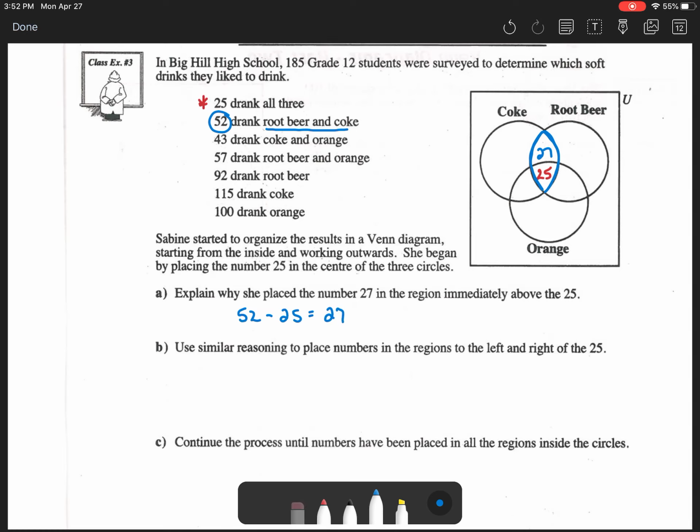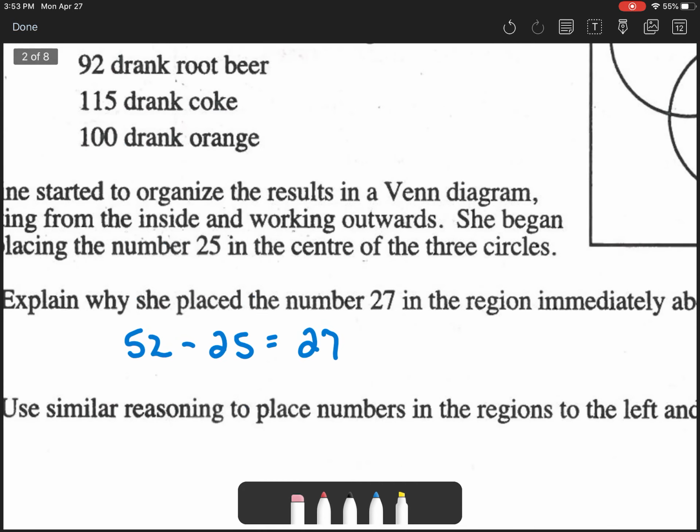So to get that number 27, what you would have to do is take the 52 that drank root beer and Coke and subtract the 25 that drank all three, and that gives you the number 27 that I place in that section of the diagram. I'll fix this up again here. 25, and again, 27. So it does say explain why. So basically the 25 that drank all three are part of the 52 that had root beer and Coke. And then we can keep going.